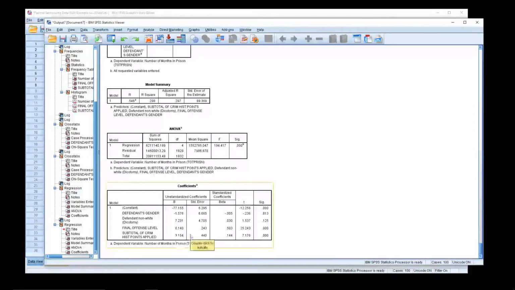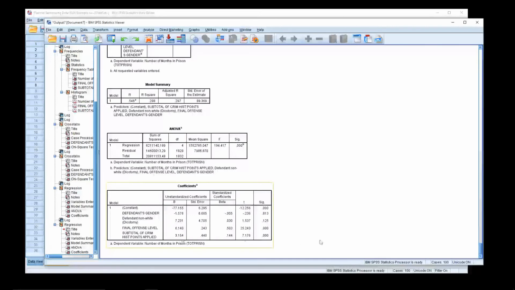So for each additional point in the criminal history scale, you get 3 months added to your sentence, on average, statistically. So someone who has an additional 3 points would get 9.3 months, right? So you see how this adds up depending on how many months. And this is because both final offense level and criminal history are metric level variables, interval or ratio level variables. So for each one change, one increase, you get this value, 6.1 for the offense level and 3.1.